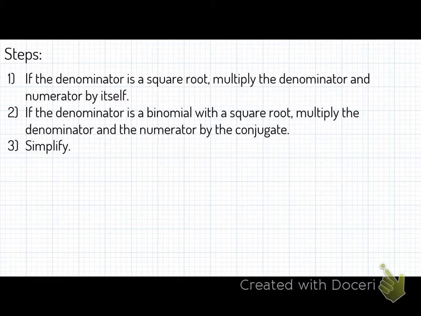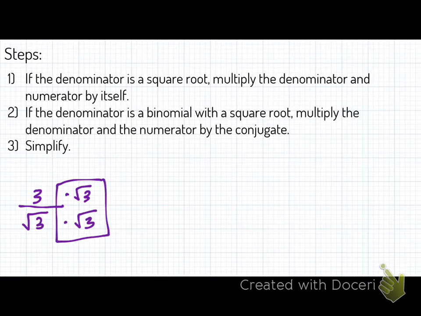If the denominator is a square root, we're going to multiply the denominator and numerator by itself. For example, if we have a denominator with a square root of 3, we're going to multiply the numerator and denominator by this rad 3. So these two rad 3s, this is like step 1. Step 2, if the denominator is a binomial with a square root, multiply denominator and numerator by the conjugate.